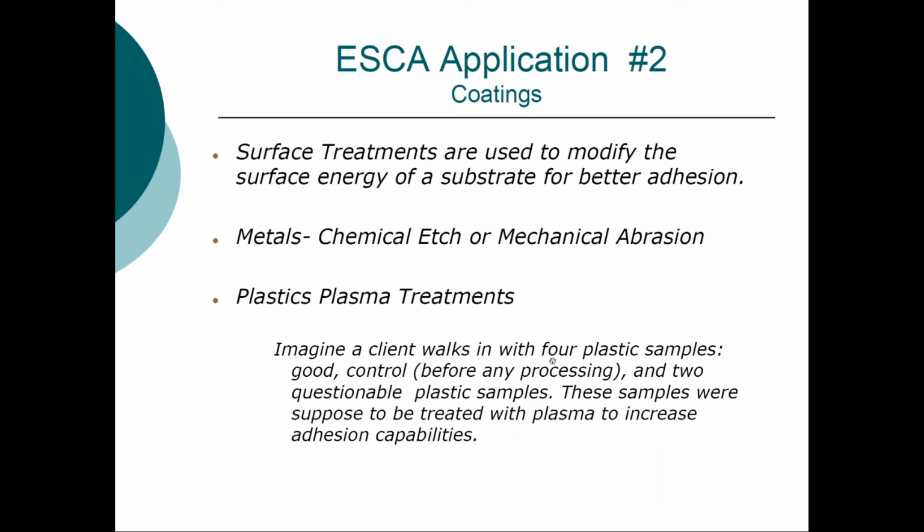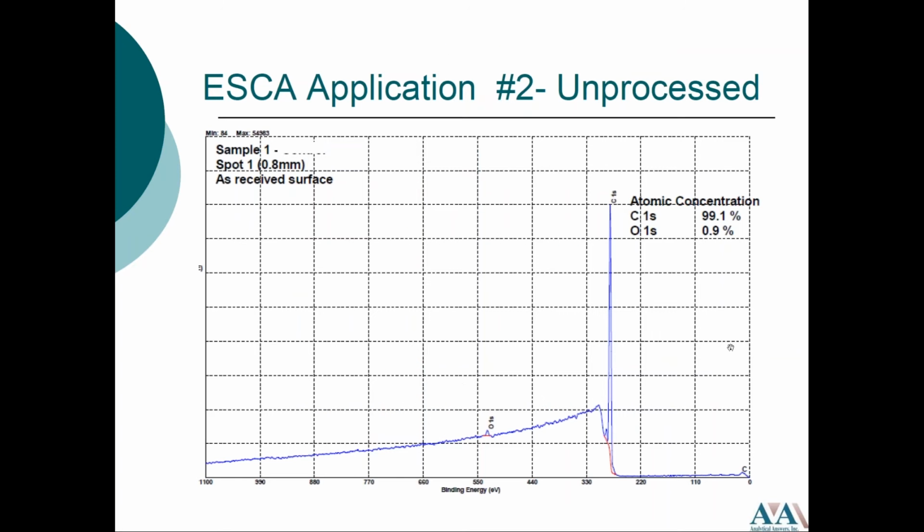The unprocessed material has 99% carbon and 0.9 to 1% oxygen, and we know this is a polystyrene. And so if we move on to the good sample, we see that it went through a plasma treatment and that was an oxygen plasma treatment with this 23.8% of oxygen and trace levels of fluorine. So if we take a look at our first questionable sample that does not adhere as well as the good sample, we see that it has a very similar composition to our unprocessed sample. So this did not go through the processing treatment at all.